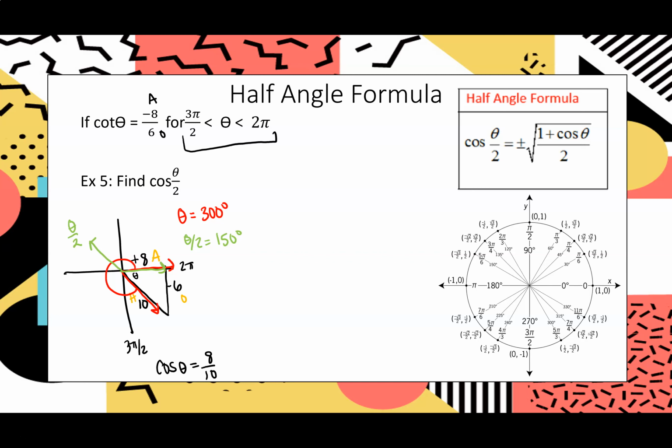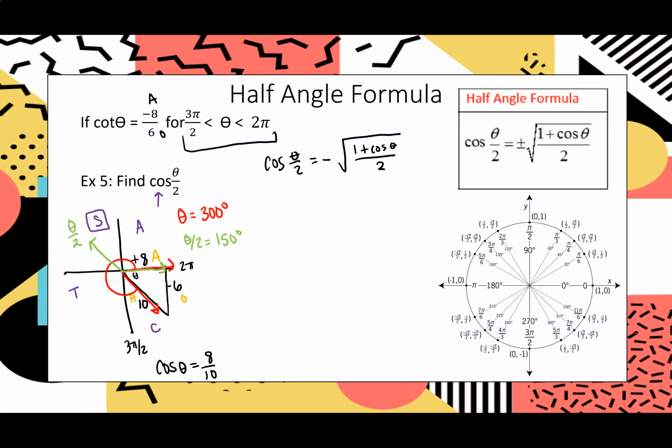And if our cosine is in the second quadrant, it's negative. And if you're not sure why, that's because of All Students Take Calculus. Here, the S indicates that only sine is positive, so cosine will be negative. So we know that our answer here, cosine of theta over 2, is going to be equal to negative square root of 1 plus cosine theta over 2.